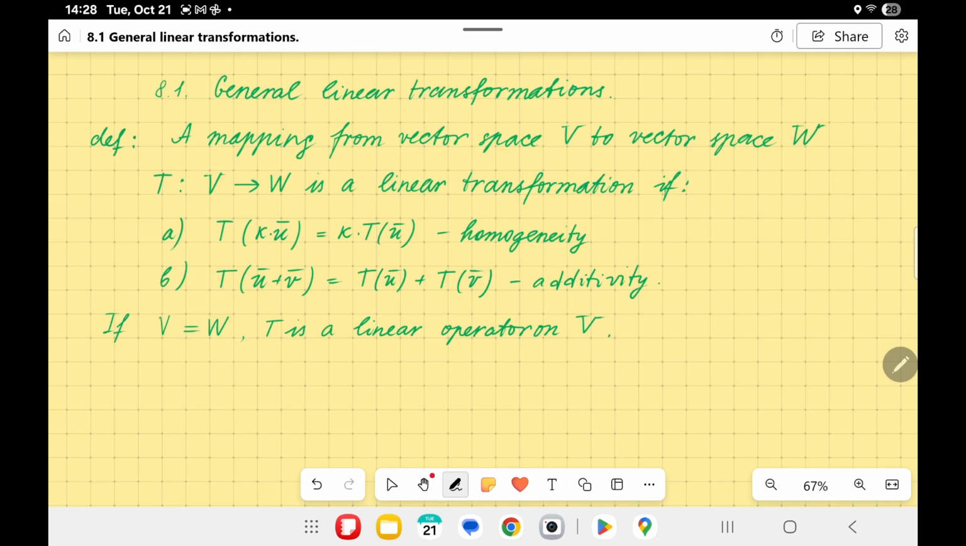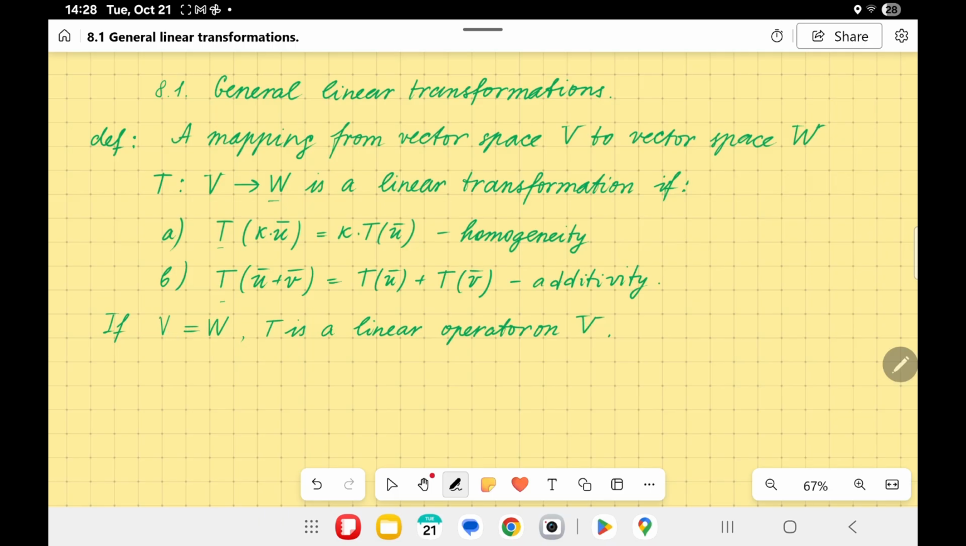The second property is additivity. Additivity means that if you have two vectors and you add them in vector space V and then find the image of that sum in vector space W, it is going to be equal to the sum of the images of each vector separately. All these vectors belong to vector space W, the codomain, right? But the image of the sum is going to be equal to the sum of images. So the image of the sum is equal to the sum of images, okay?